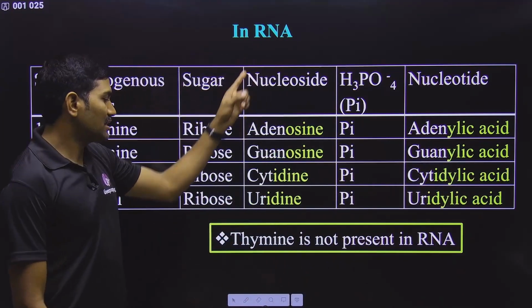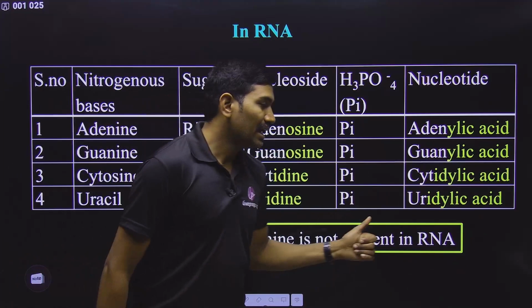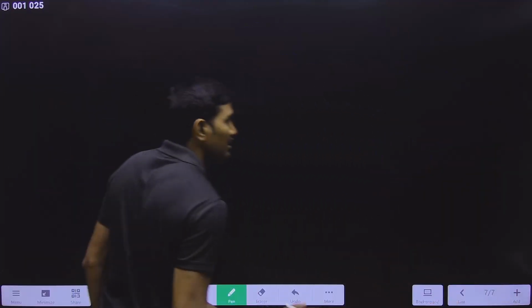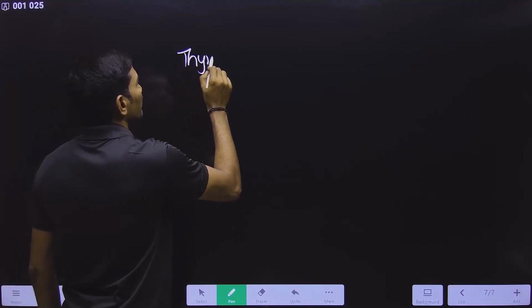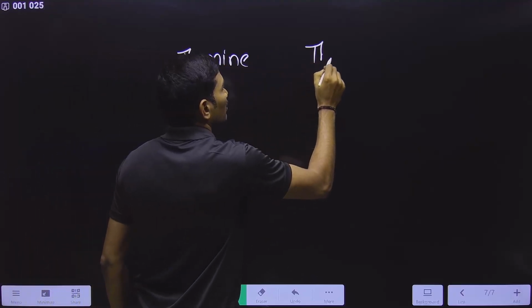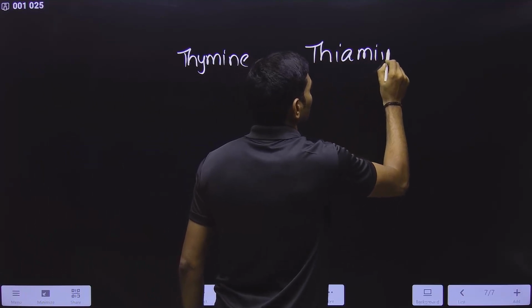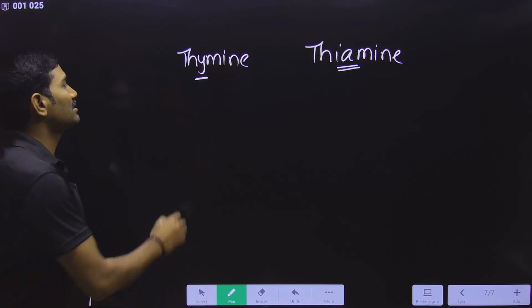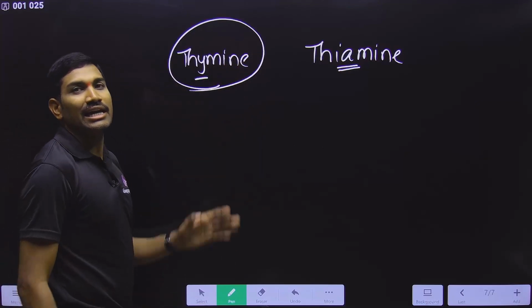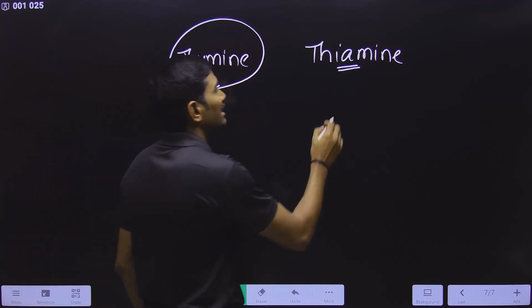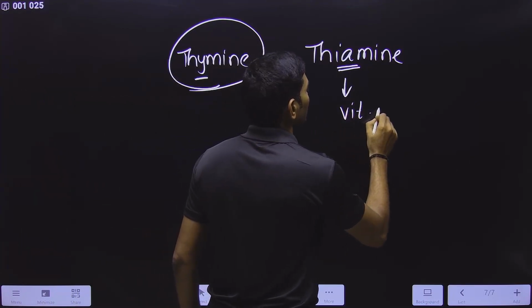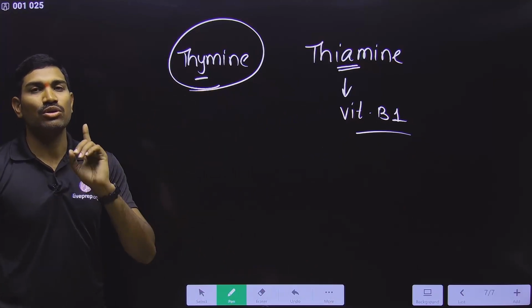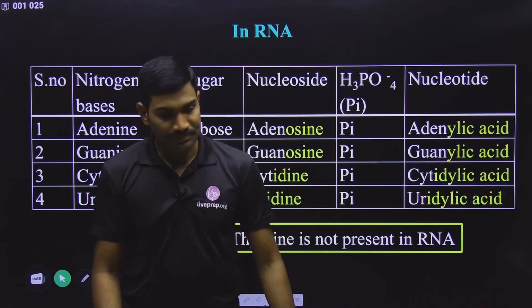But please remember, in the case of RNA, thymine is not present, and the spelling of thymine is very important. Some students are not noticing the difference also. Here there are two names. One is called thymine, THYMINE, and the other one is called THIAMINE, thiamine. This is thymine, and this THYMINE is a nitrogenous base, pyrimidine. But THIAMINE is vitamin B1. So spellings are very important for these two things. So don't make any mistake. Clear? Next one.